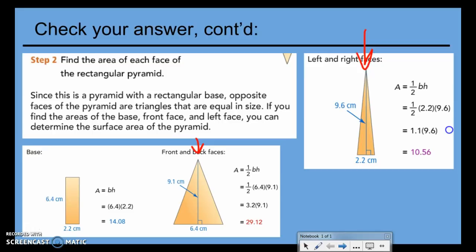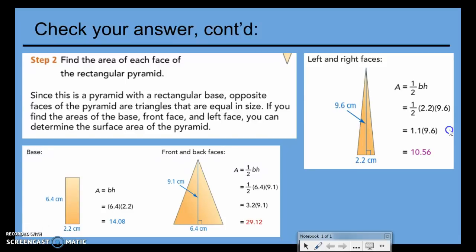So your base is going to be 6.4 centimeters times 2.2. And remember, for a rectangle, your formula is going to be area equals base times height. You write the formula before you do any math, okay? So make sure you copy that down or write that down on the top of your problem every single time. Again, you're copying this whole page down. 6.4 times 2.2 will give you 14.08.